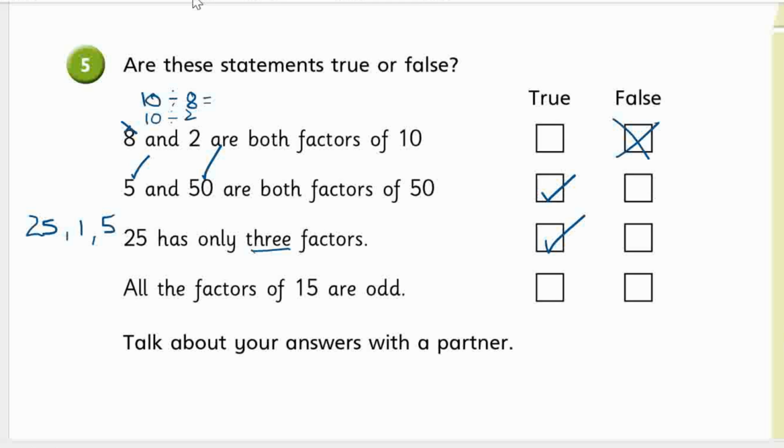All the factors of 15 are odd. Well, what are the factors of 15? 15, 1. What other factors are there? Well, what goes into 15? 3 and 5. Is there anything else? No, I don't think there is, because it's not an even number, so you don't have 2. So all of the numbers are odd, that's true. So that should make more or less sense.